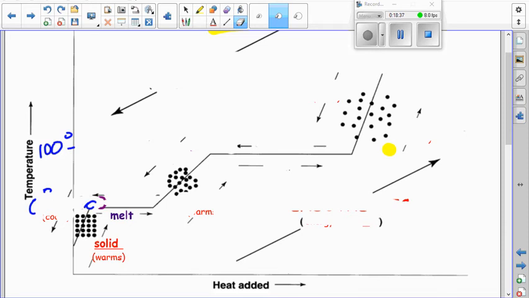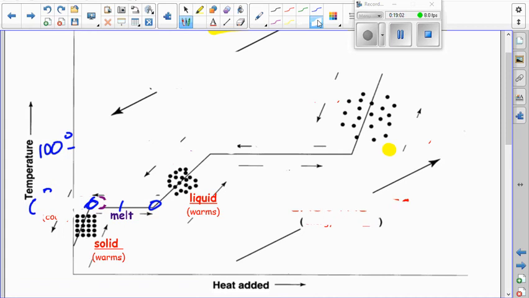Once that last piece of ice melts, all of a sudden the temperature goes back up, and you just have a liquid warming. But from here to here on the graph, those 2 points, the temperature does not change at all. Right about here you have half ice, half liquid water. Temperature still staying the same.